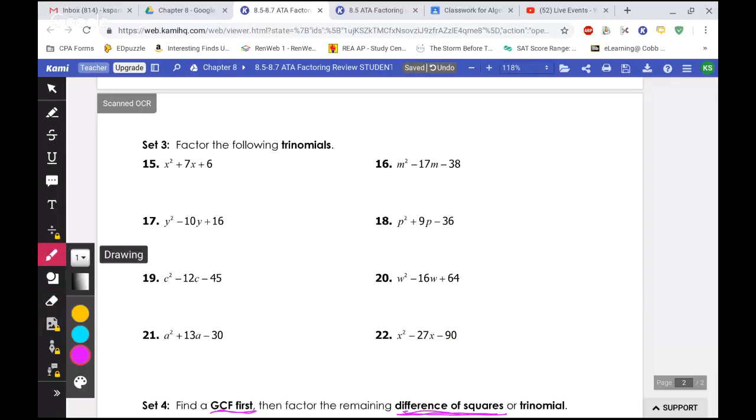So factors of 90. 90 and 1 with the big 90 being negative would give me a negative 89. Negative 45 and 2 would give me a negative 43. Negative 30 and 3, oh, that gives me a negative 27. So there you go. So x minus 30, x plus 3.